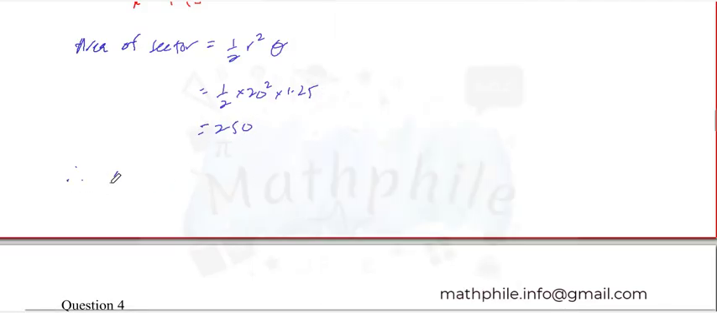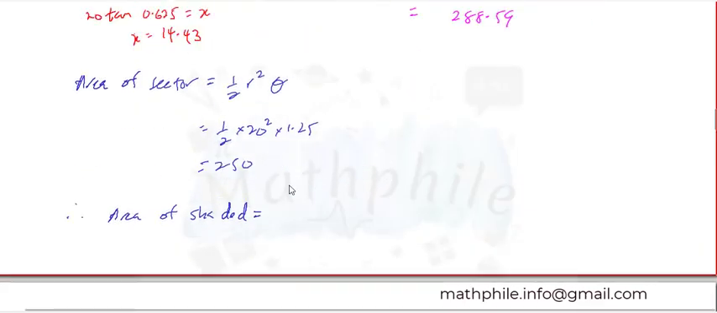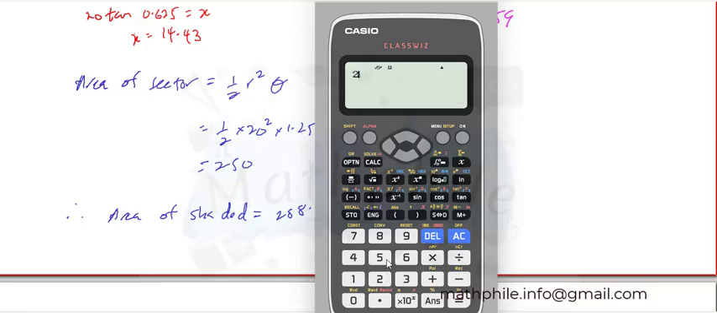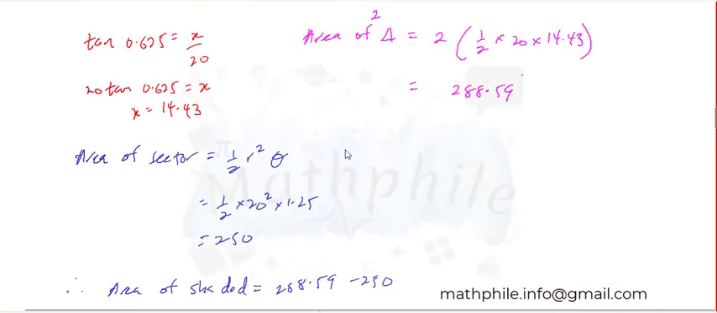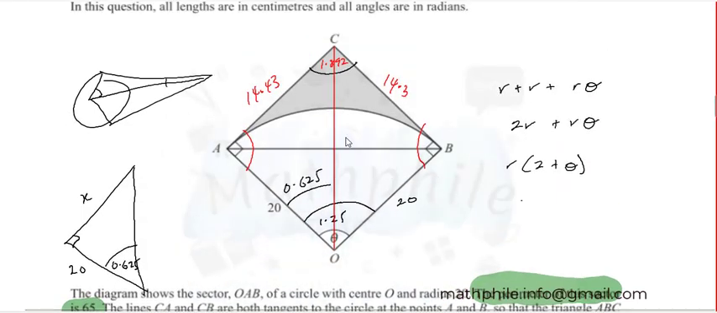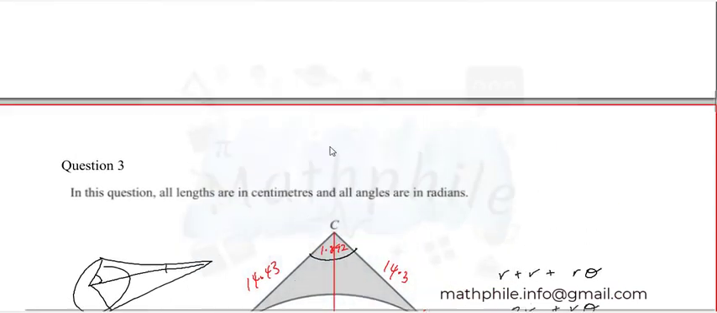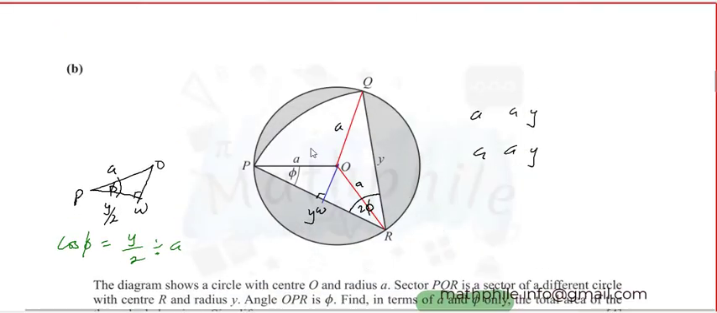Therefore, area of the shaded portion would be 288.59 minus 250, which is going to be 38.59. So that's 38.59, and that will find the area of the shaded region. It looks quite complicated, but it wasn't so complicated after all. I would rate the other question as more complex than this one.